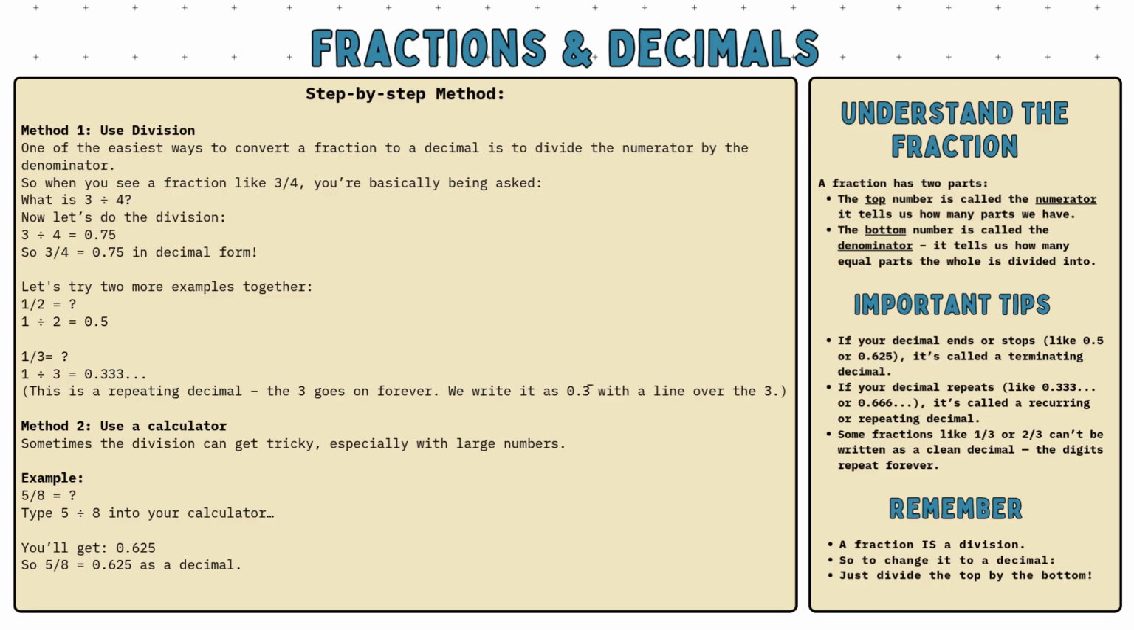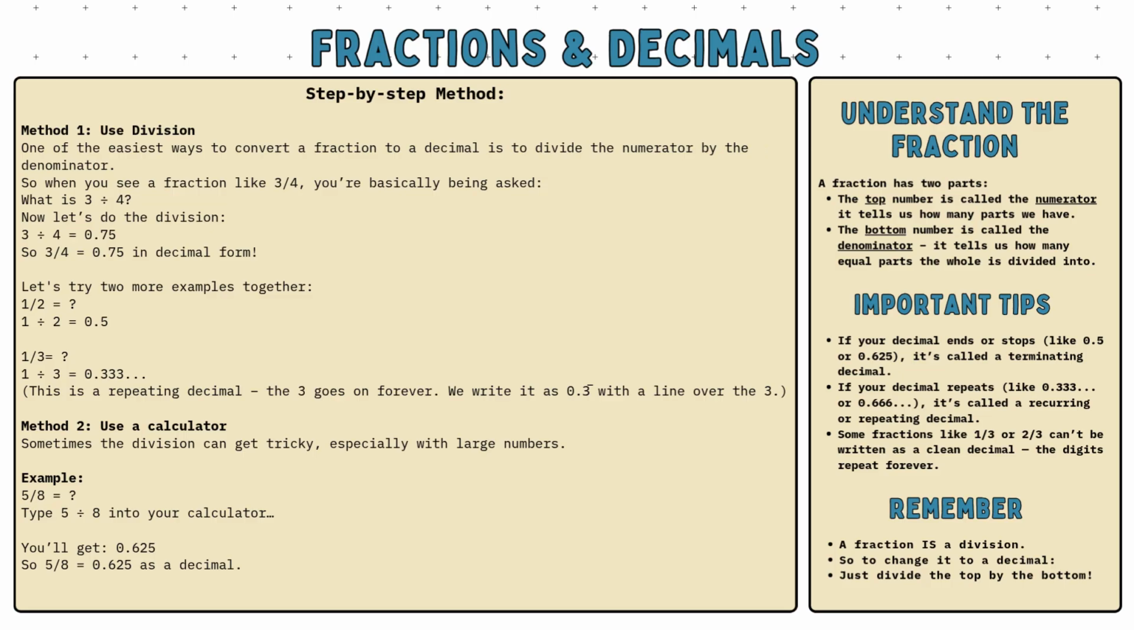Let's try two more examples together. 1 over 2: 1 divided by 2 equals 0.5. 1 over 3 is 1 divided by 3. That gives us 0.3333. This is a repeating decimal. The 3 goes on forever. We write it as 3 with a line over the 3, basically.